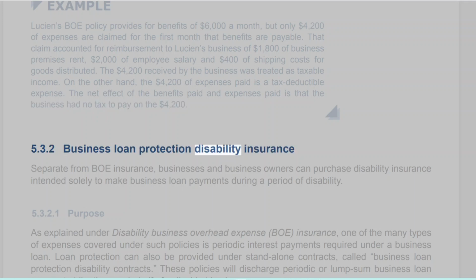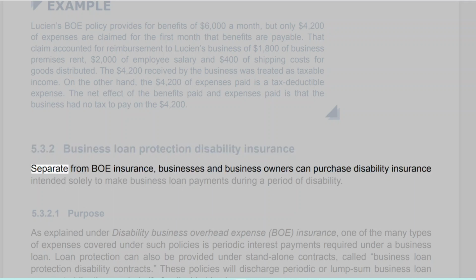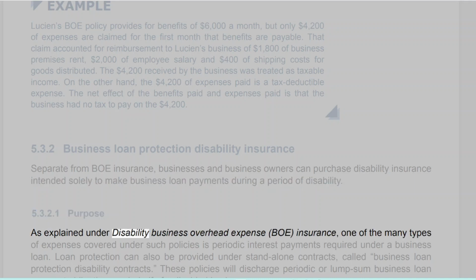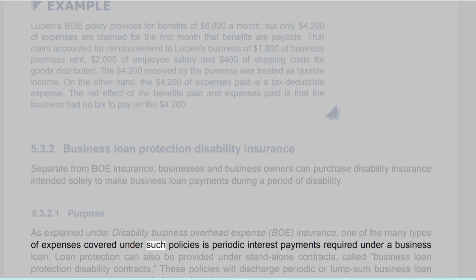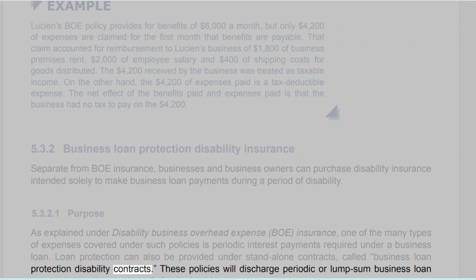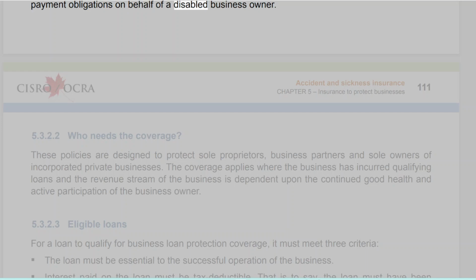5.3.2 Business Loan Protection Disability Insurance. Separate from BOE insurance, businesses and business owners can purchase disability insurance intended solely to make business loan payments during a period of disability. 5.3.2.1 Purpose. As explained under Disability Business Overhead Expense (BOE) insurance, one of the many types of expenses covered under such policies is periodic interest payments required under a business loan. Loan protection can also be provided under standalone contracts, called business loan protection disability contracts. These policies will discharge periodic or lump sum business loan payment obligations on behalf of a disabled business owner.